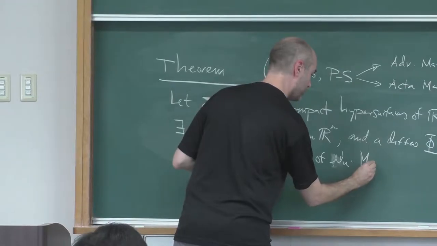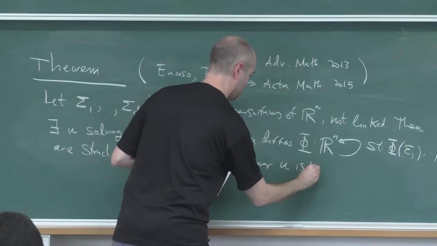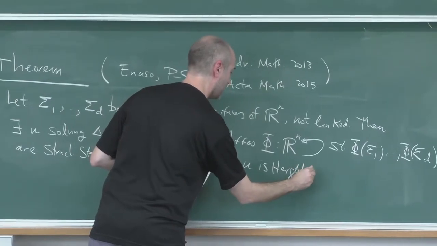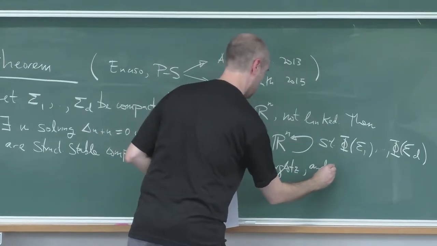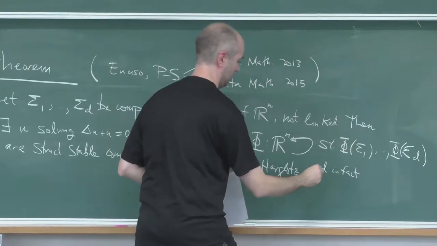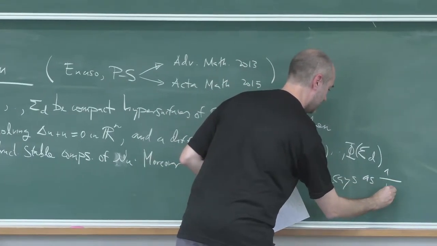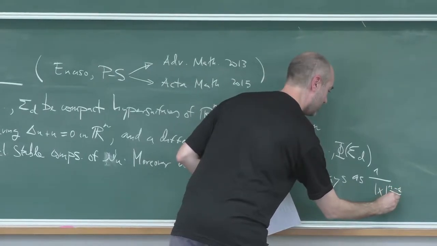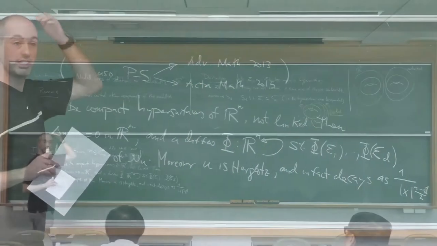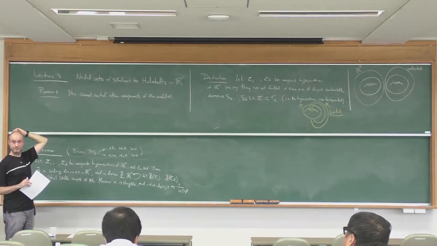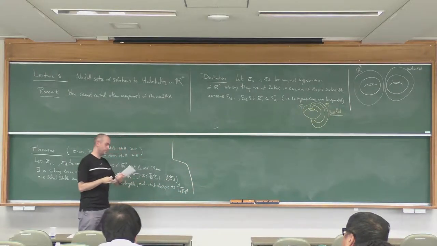Okay. And moreover, u falls off at infinity. Moreover, u is Herglotz. It's Herglotz, and in fact, it has pointwise decay. And actually, it decays as 1 over |x| to the (n minus 1) over 2. That's the pointwise decay. That's the decay of the global approximation theorem. So this is the statement.